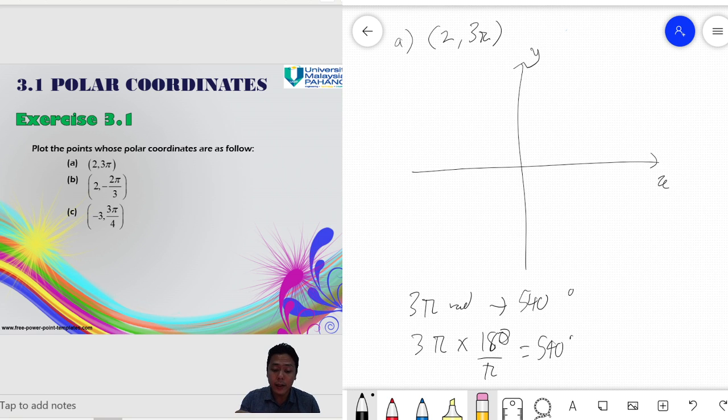Again, it will move more than one circle. So you might minus it with 360 degrees. So it will be 180 degrees. So the point will be here. I make it into another color. The point will be here.